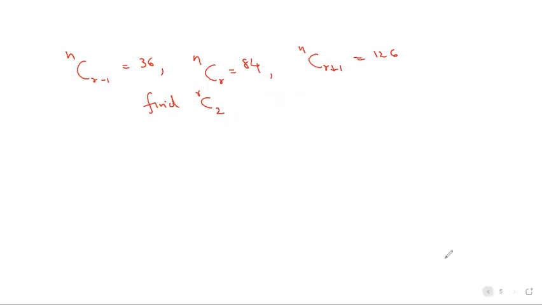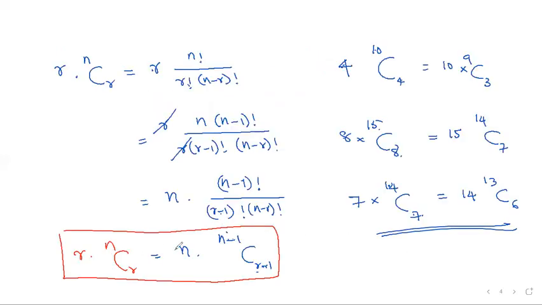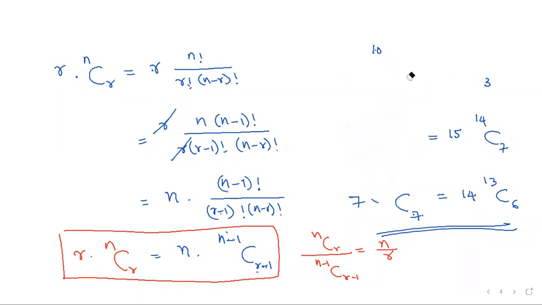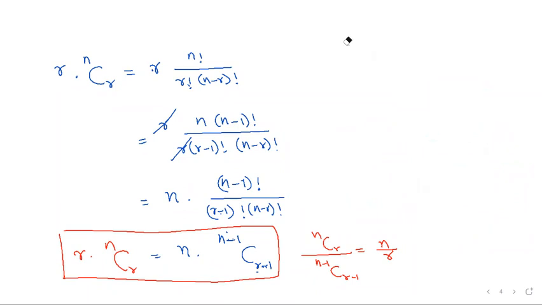Did you notice one more thing? Wait 1 minute. What is from this one? nCr divided by n minus 1 Cr minus 1 is n by r. I forgot to tell you this. What is the meaning of this? Tell me the meaning of this. This also you please note.